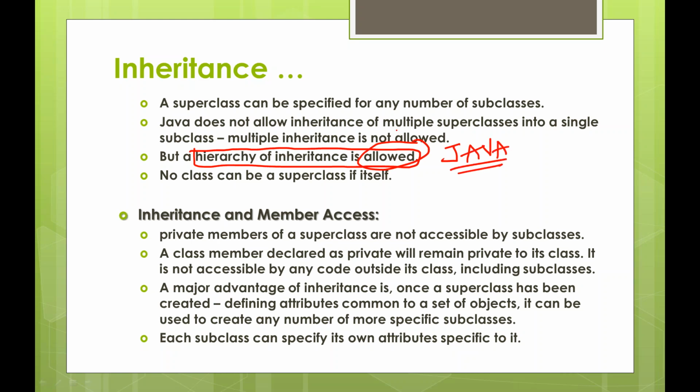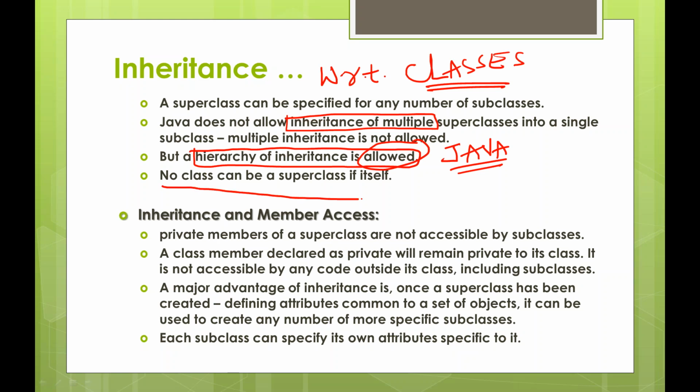Okay, but multiple inheritance is not allowed. That is, we are talking about classes. One more important rule we have to remember is no class can be a superclass of itself. Say you have class A. You cannot define class A extends A. Does not make sense, right?